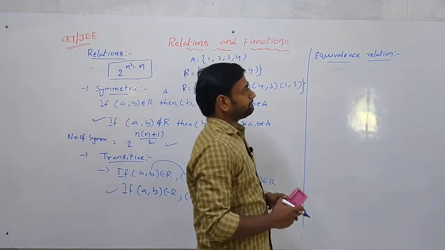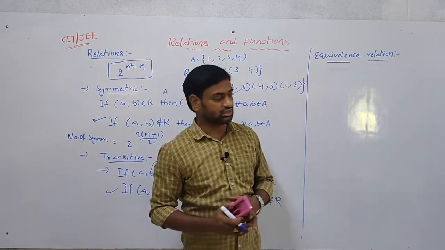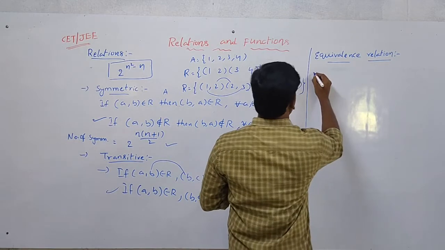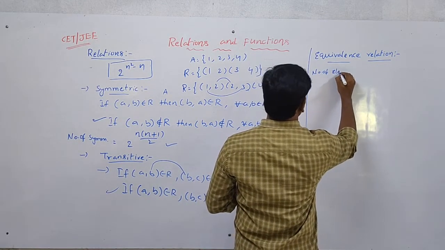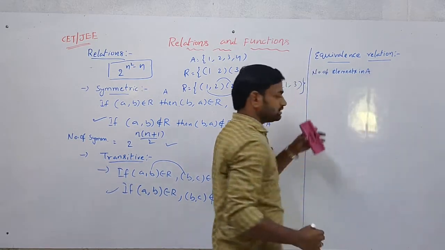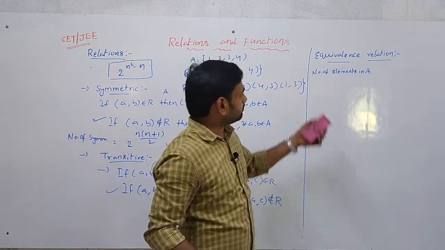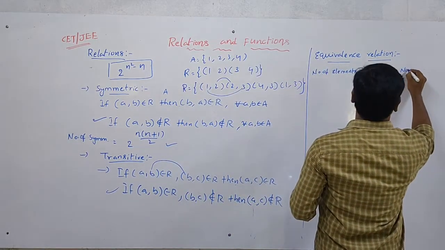Next, how many equivalence relations can we form? See here, the logic. Number of elements in A, or in the given set. Number of elements in A.